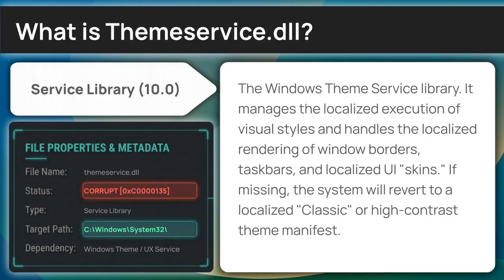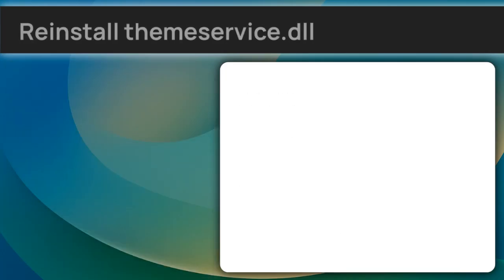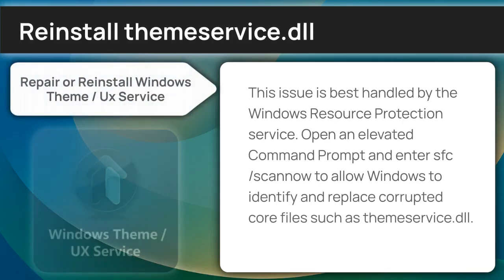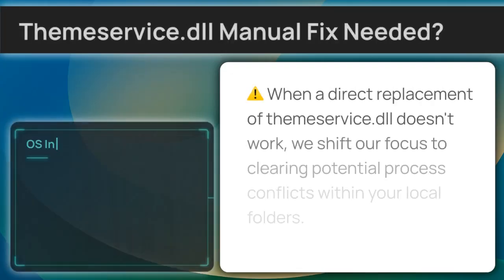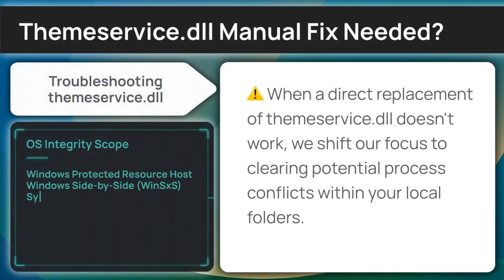Now that you have the context, let's move into the repair process with a fresh installation. This issue is best handled by the Windows Resource Protection Service. Open an elevated command prompt and enter sfc /scannow to allow Windows to identify and replace corrupted core files, such as Themeservice Library DLL. Should the file remain missing after a reinstall, we need to ensure that the operating system is forced to re-index its shared library paths.